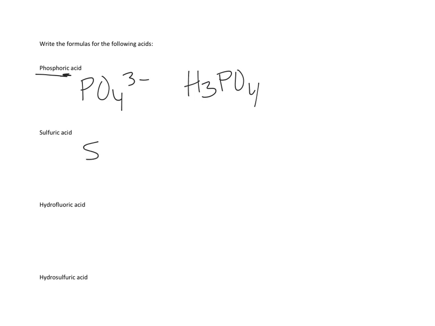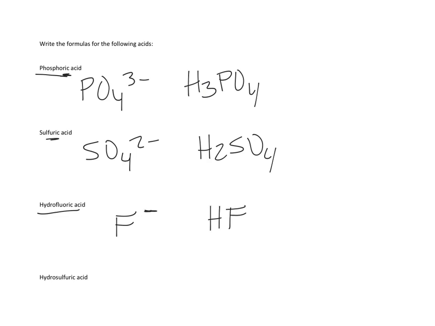Sulfuric acid, I recognize this is oxoacid, SO4 2 minus, so sulfuric becomes sulfate. That's going to take 2 hydrogens to neutralize, so H2SO4. Hydrofluoric, I say this is binary because of the hydro. I know fluorine is F minus, so hydrofluoric will be HF. And then hydrosulfuric, we did this one on the last page. It's binary because of the hydro. Sulfur forms a -2 charge from the periodic table, so this is H2S.